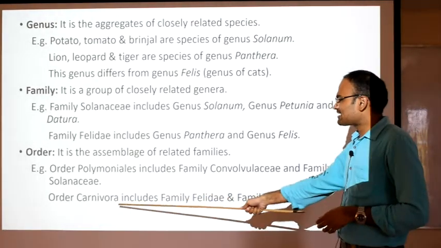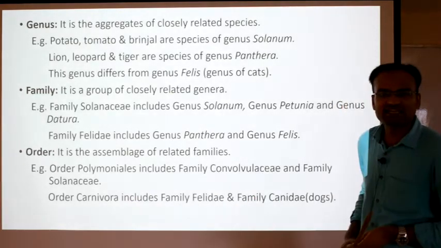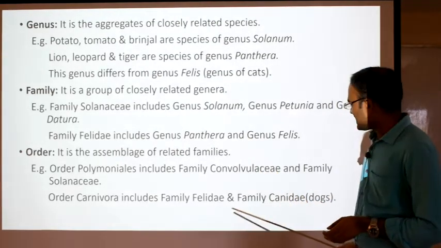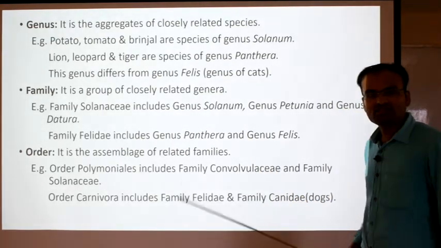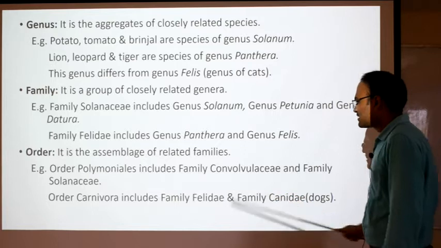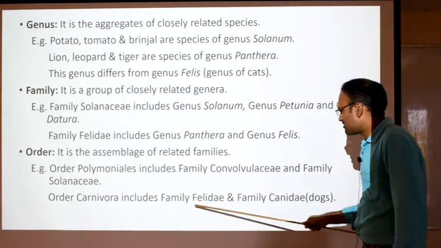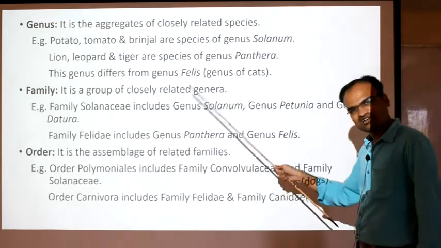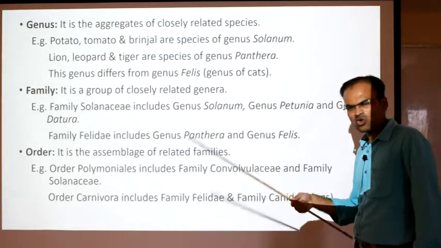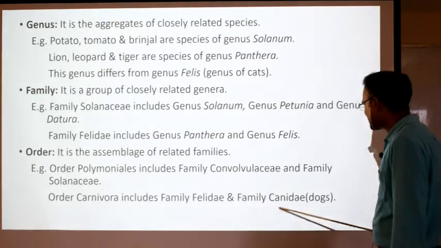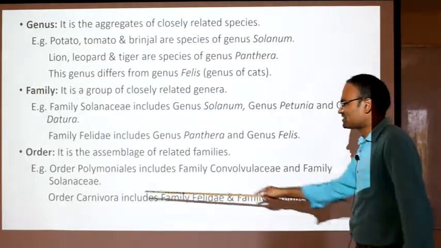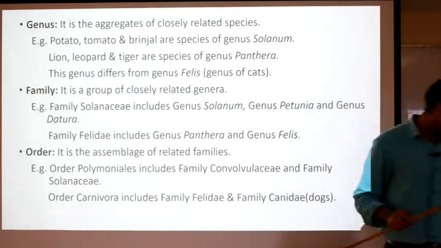Next, the order Carnivora includes the family Felidae and family Canidae. Felidae includes the genus Panthera and the genus of the cats, and the family Canidae includes the dogs, that means both wild dogs as well as the domestic ones. So both are kept in order Carnivora. Why? Because, as we know, Felidae including Panthera means they are all carnivorous. Genus Felis, the cats, are also somewhat omnivorous, but they also feed on flesh. Like that, the Canidae, dogs can also feed on flesh. That's why they have similarity, and that's why they have been included in the order Carnivora.